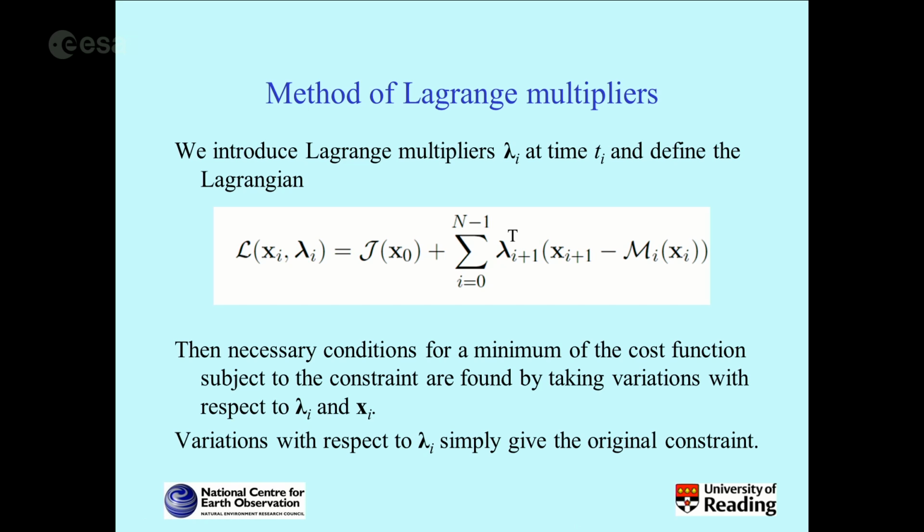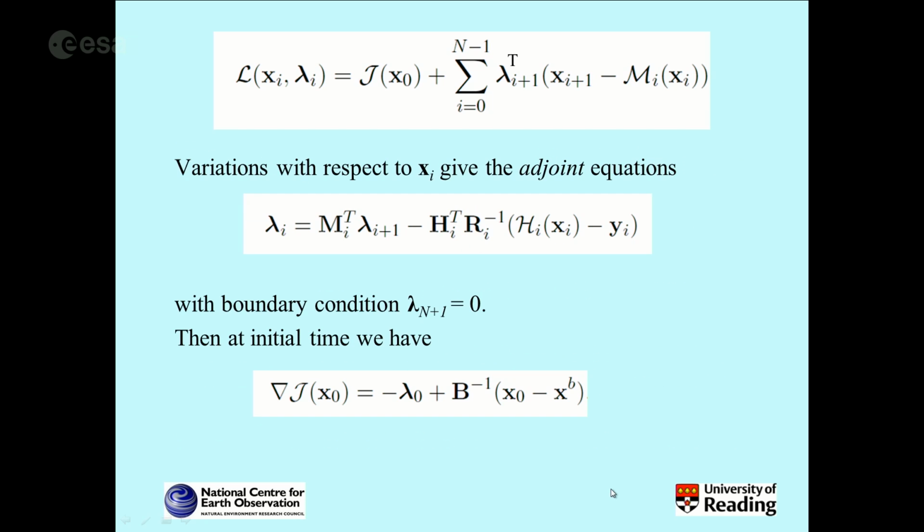And then the theory of calculus of variations tells us that necessary conditions for finding a minimum of this which satisfies our constraints is to take variations with respect to lambda and with respect to x. With respect to lambda gives us our original model back. When we take variations with respect to x, we get this equation here, and you'll see it's running backwards in time. We've got something from time i depending on time i plus 1, which is why Julia said the adjoint model runs backwards.